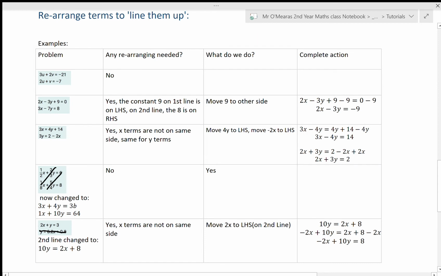So we have to do two things. We have to move the 4y to the left hand side on the first line, and we have to move the minus 2x on the second line to the left hand side. Okay, so under complete action, you can see they're the two separate actions that we're carrying out. The first line ends up being 3x minus 4y equals 14. The second line turns out to be 2x plus 3y equals 2.